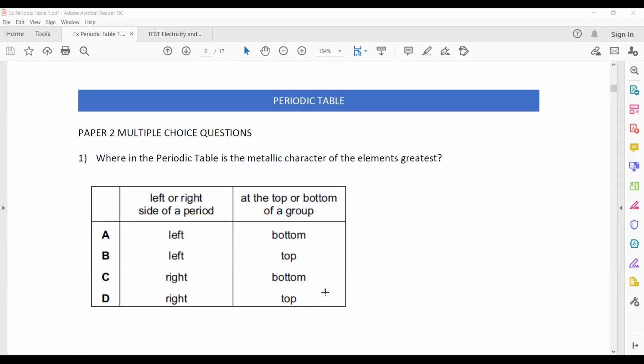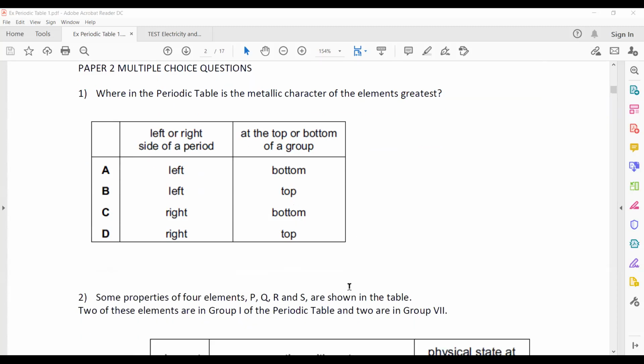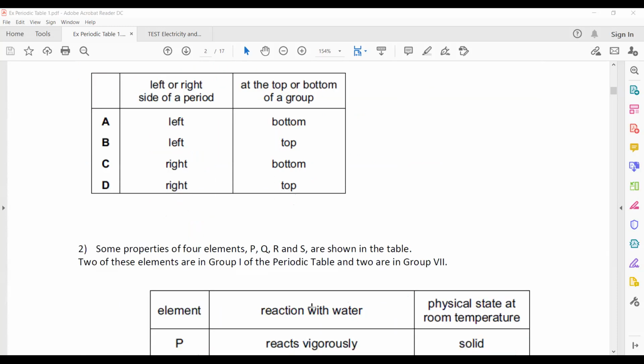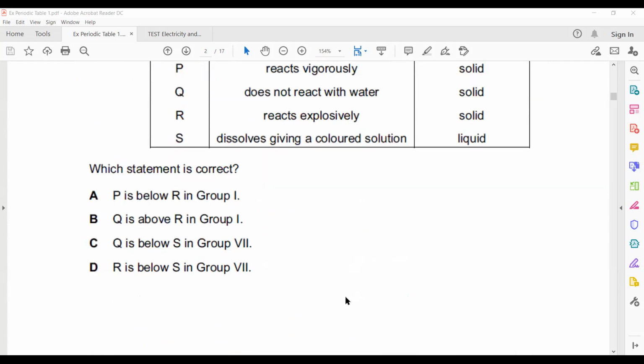The topic is periodic table. This is a weekly homework, from question 1 to question 10. No doubt from 1 to 10.